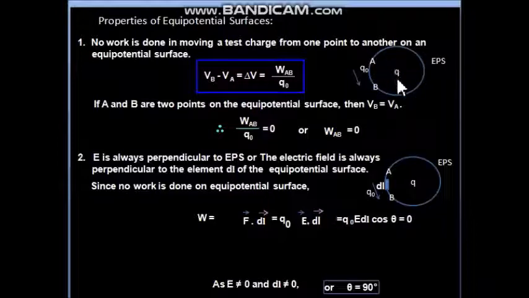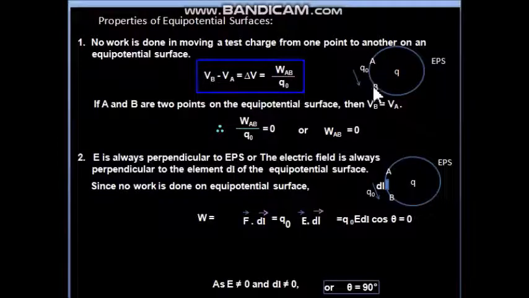Suppose we are taking a single charge Q, which is the source charge, as we always take. Now we need its one EPS, equipotential surface. As we already know, the EPS for a single charge is a sphere. So we take one sphere. Now we have to take a test charge. Suppose the test charge is Q0, and we have to move it from one point to another over the EPS.